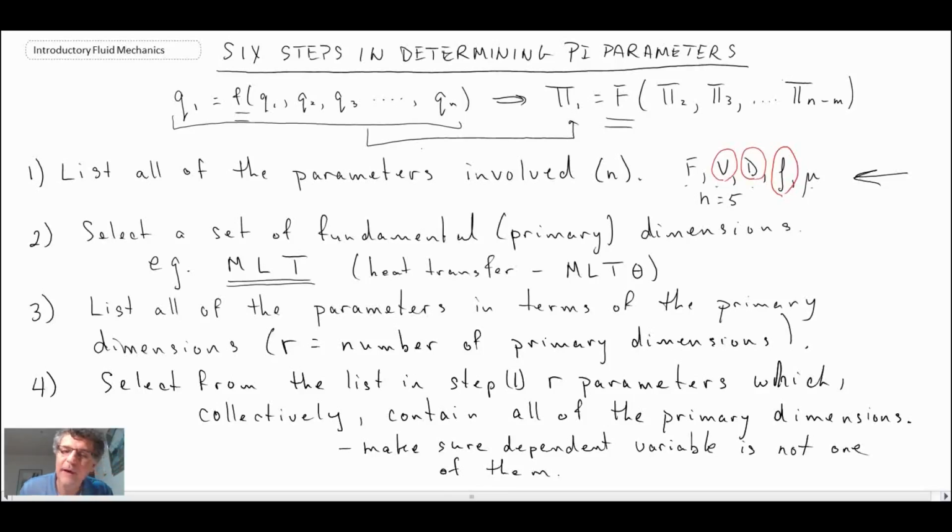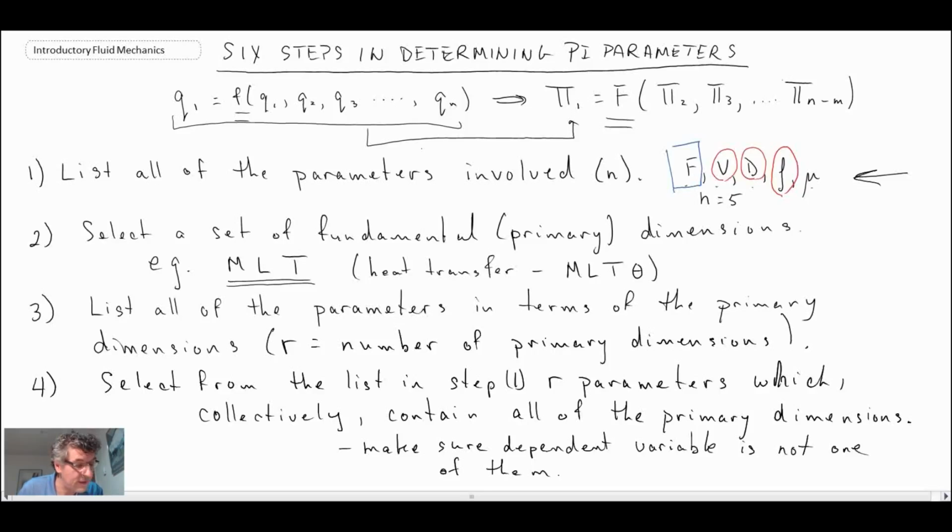So what does that mean? If you're looking at the example that we looked at earlier, the drag on a sphere, you would want to ensure that the force, that is the drag force, is not one of the three that you're using to come up with these R parameters for step 4. So you want to ensure that force is not going to be one of those, because that is your dependent variable. You want that not to be included. So that is step 4.